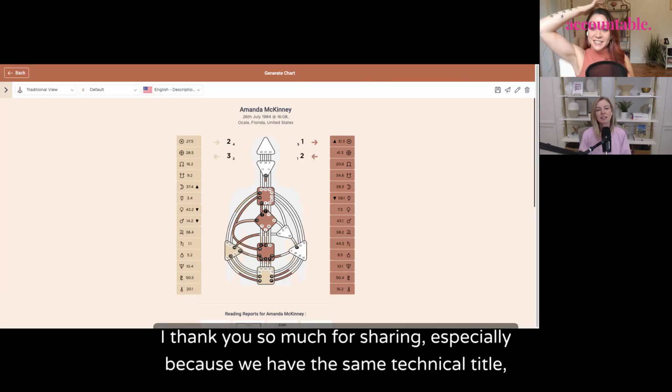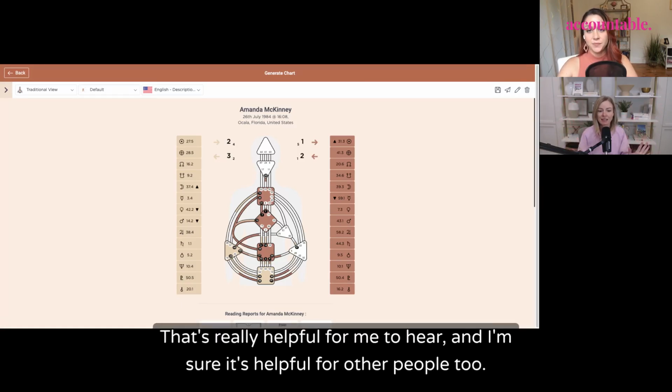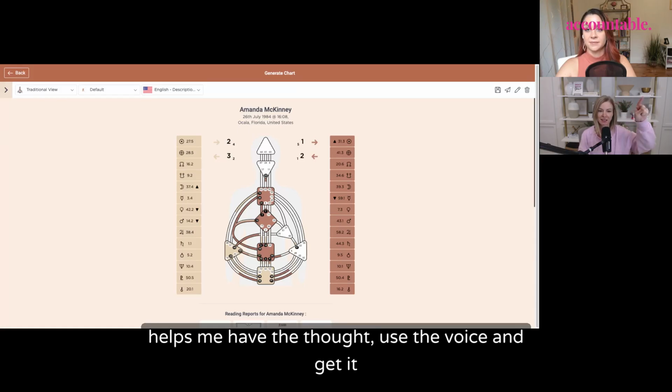That's interesting. Thank you so much for sharing, especially because we have the same technical title, right? But we approach things differently. That's really helpful for me to hear, and I'm sure it's helpful for other people too. Thank you. That's really neat. So the line that connects the square at the top to the square at the bottom, that's what helps me have the thought, use the voice, and get it done.